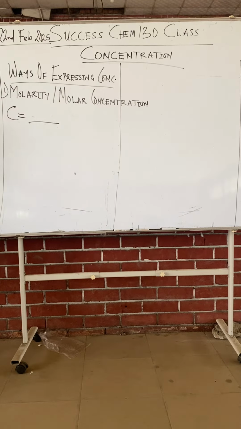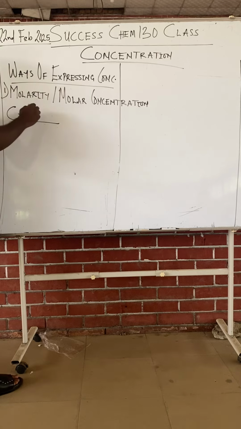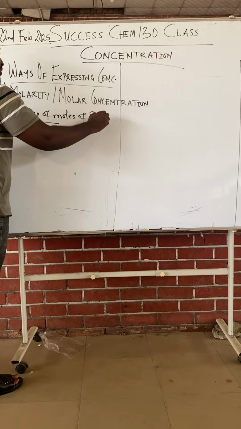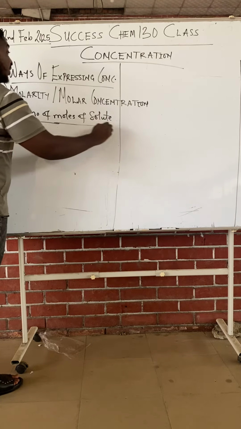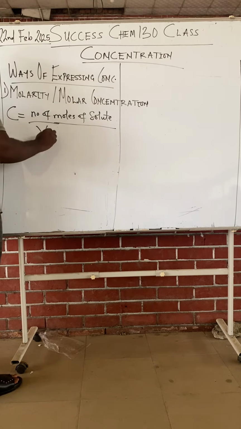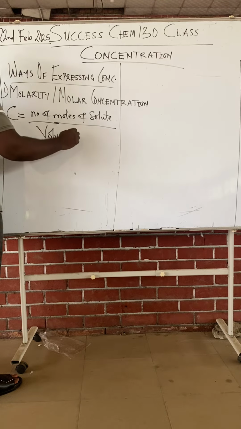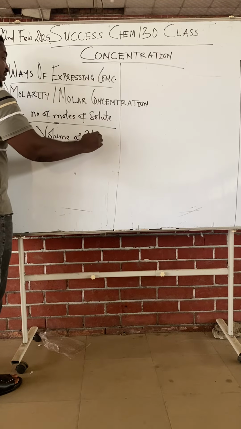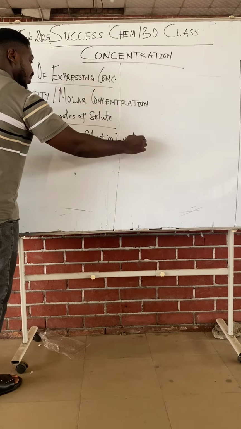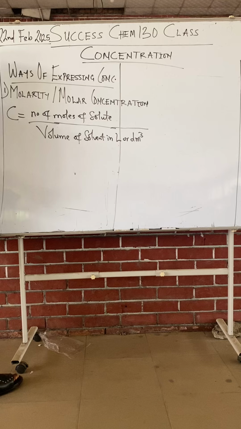For example, in the molar concentration, the amount of solute is in moles. That's the number of moles of solutes. So the amount of solute is measured as the number of moles of solute all over the volume of solvent. Class, this is the formula for molarity or molar concentration. All over volume of solvent in liters or dm cube.